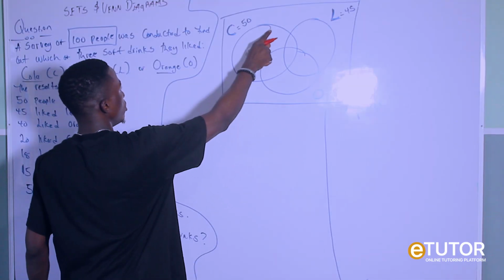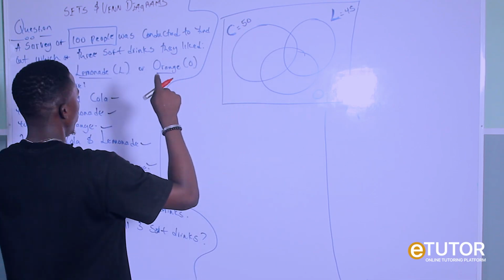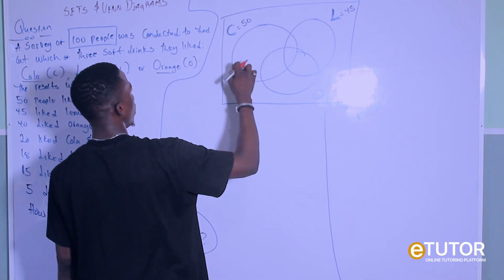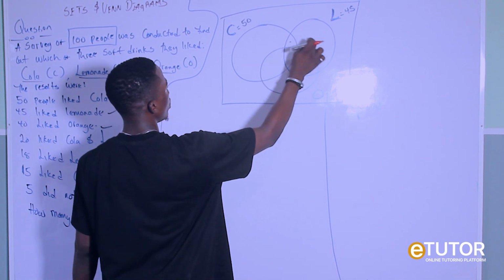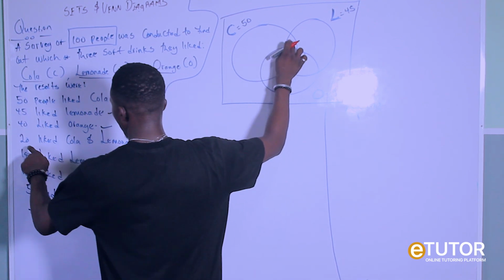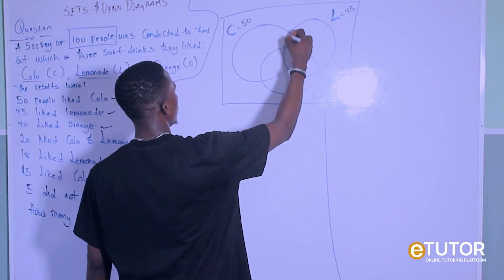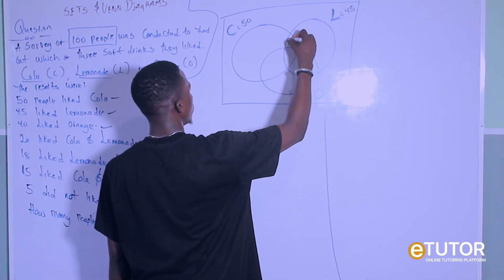So what portion represents people that liked cola and lemonade? This is a portion of cola, this portion of lemonade. So here is cola intersection lemonade. So that is 20.